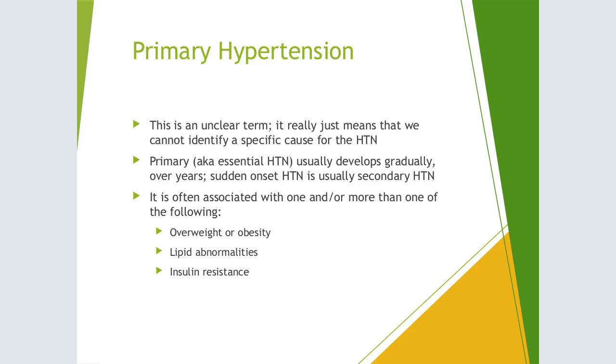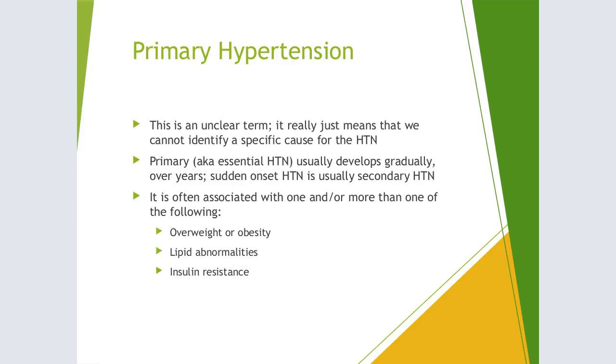Now, primary hypertension, as I mentioned earlier, means we cannot identify a specific cause. Okay. It develops over a number of years. Secondary hypertension is usually an abrupt onset. You wake up one day and whoop, got high blood pressure. It's not gradual onset. Primary hypertension is often associated with one or more of the following: being overweight.